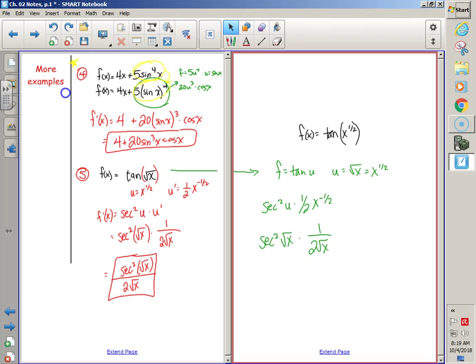Good question, though, because if it was like a big old square root of tangent x, then yours would have been right. You just saw it a little bit wrong. Okay.